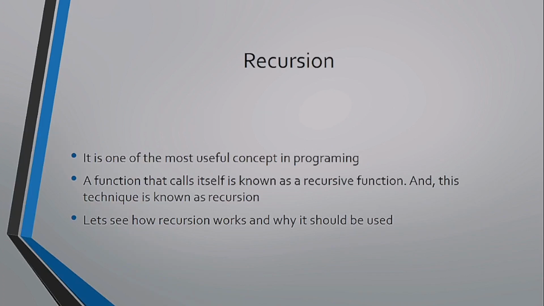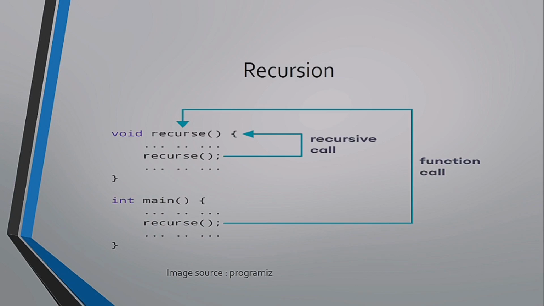Starting with the basic definition of recursion. A function that calls itself is known as a recursive function, and this technique is known as recursion. Let's see how recursion works. This is a function named recurse, and within the recurse function we are calling the recurse function again. This means we are calling the function within the function itself. When we call the function within the main function body, it goes up to this function, and within that function, when we call this function again, it will be called again by itself.